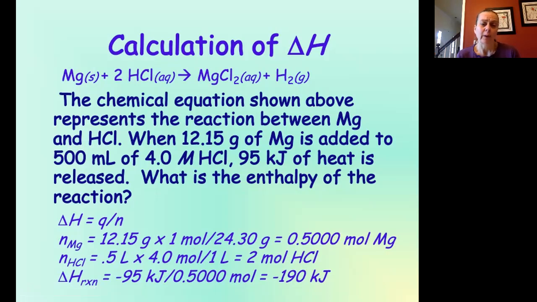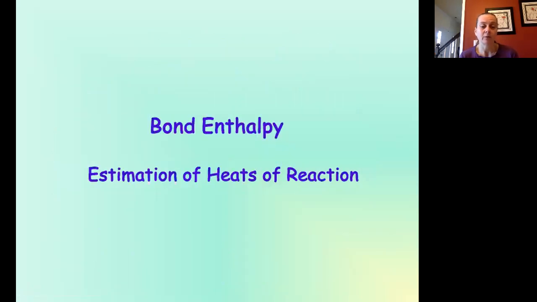Okay, so if we're given experimental data, we just need to make sure that we convert Q to delta H by dividing by the number of moles. Now, if we're working from more abstract data, from more theoretical data, one of the things that we can work with is something called bond enthalpy or bond energy, and we can use bond energy to estimate the heat of reaction.